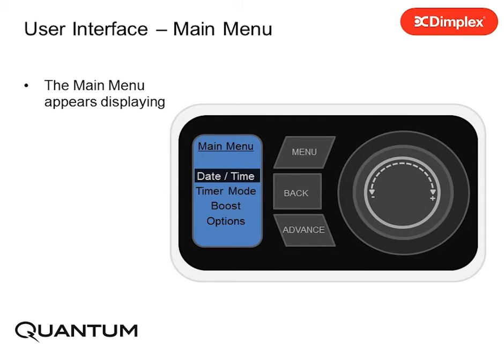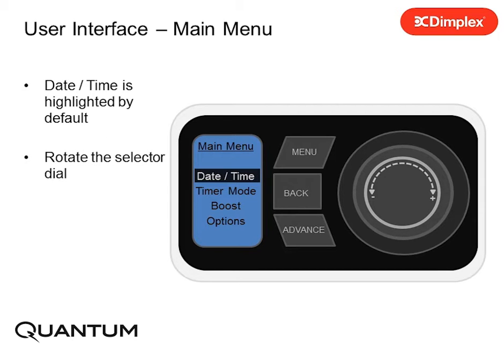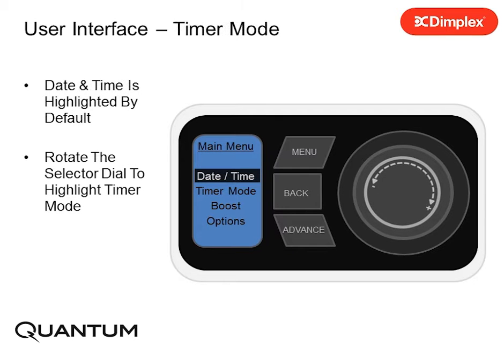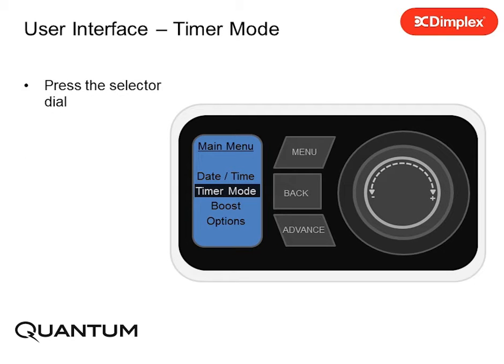The main menu appears displaying date and time, timer mode, boost and options. Date and time is highlighted by default. Rotate the selector dial to highlight timer mode. Press the selector dial.